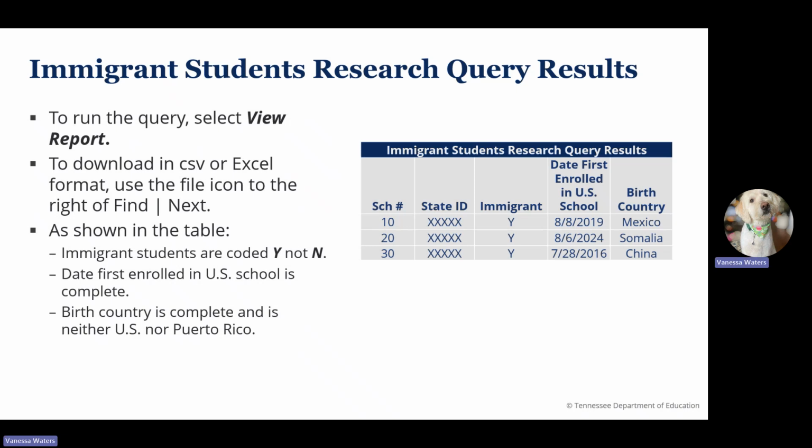As shown in the table, note the immigrant students are coded yes or Y, not N for no. Date first enrolled in U.S. school is complete, and birth country is complete and is neither U.S. nor Puerto Rico. So looking at here, we've got yes. Birth country is Mexico, Somalia, and China. So none of the above. They're not U.S., non-Puerto Rico.